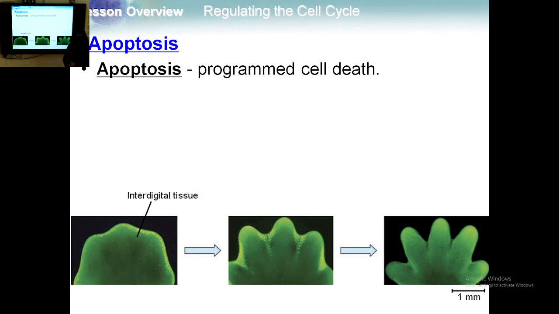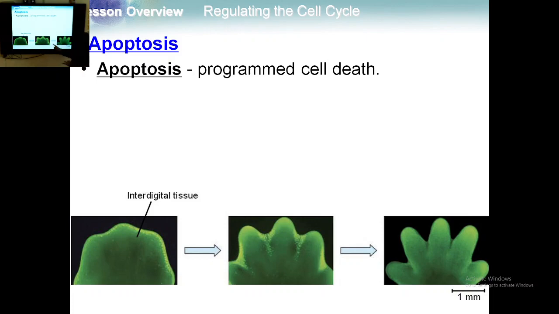Another thing that happens in the cells, and is related to regulation, is apoptosis. Apoptosis means programmed cell death. What do you mean by programmed cell death? We know what we mean by death, but programmed cell death is when the cells are programmed to die for the benefit of other cells, okay?